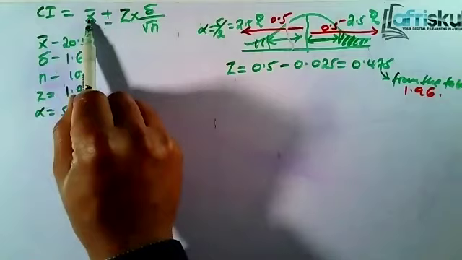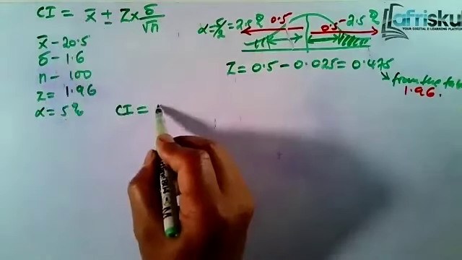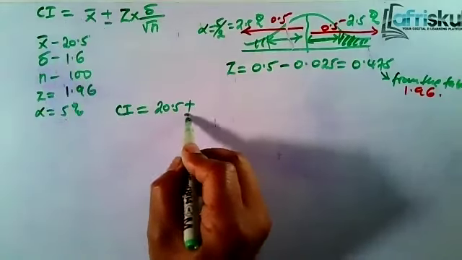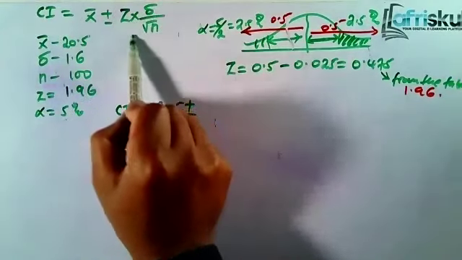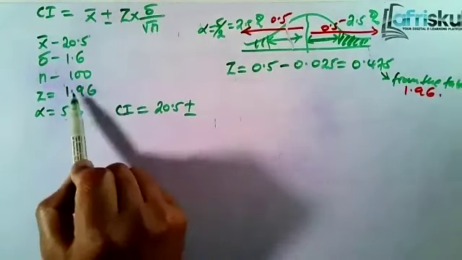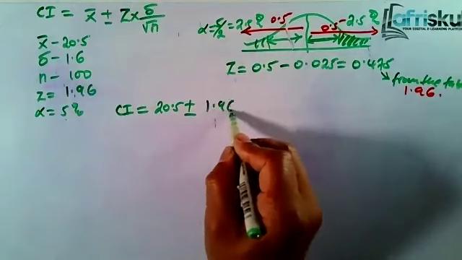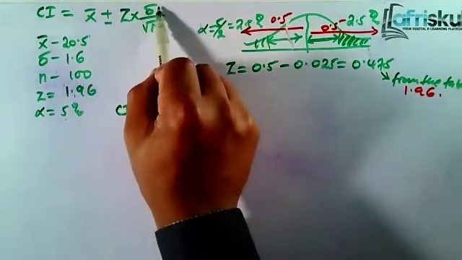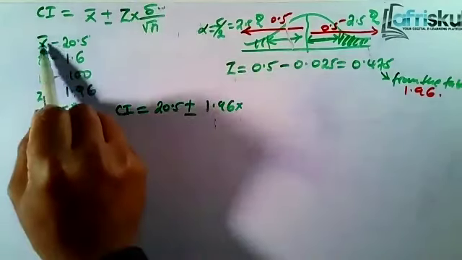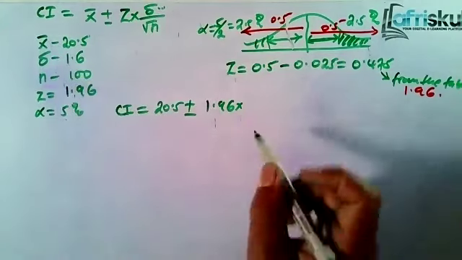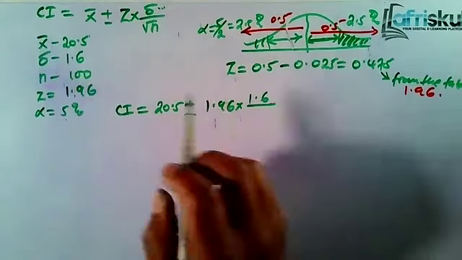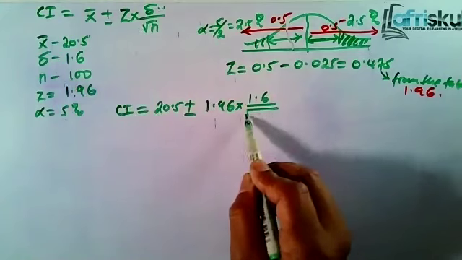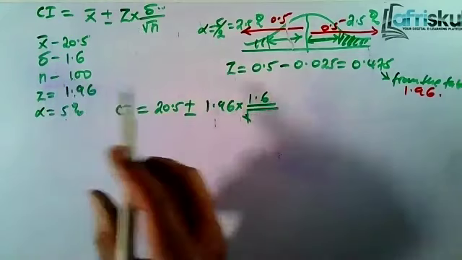So now we can get our confidence interval by applying this formula. It's X bar, our average was 20.5, plus or minus the margin of error: Z, which we found is 1.96, multiplied by the standard deviation, which we already have as 1.6, divided by the square root of n. Our n, we are given, is 100.